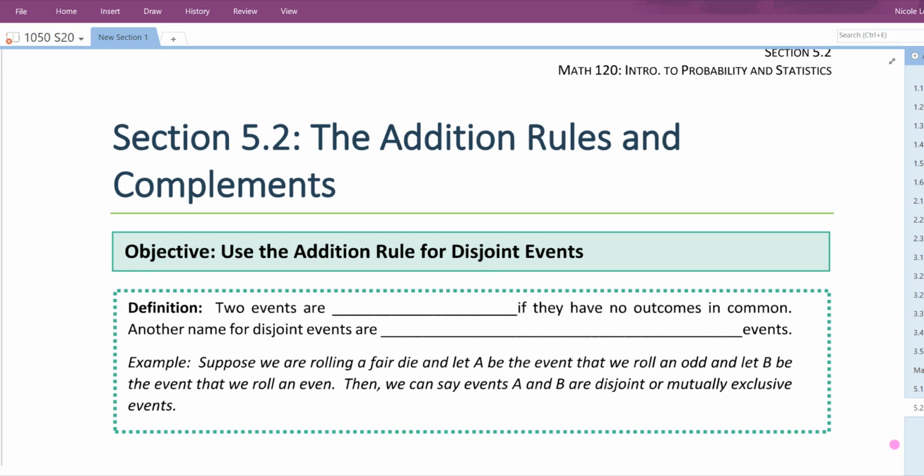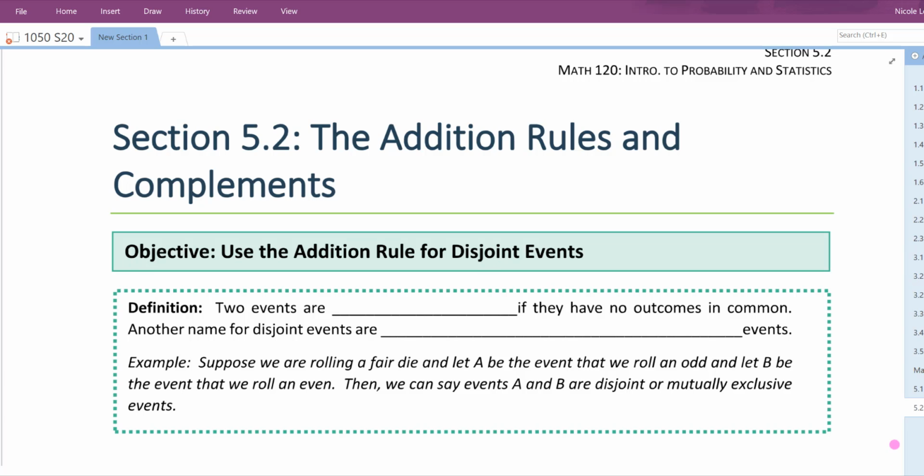We're going to be looking at two addition rules. These two rules aren't going to be too bad. They're pretty similar to each other. And also, another nice thing about the addition rules is that we're going to have a keyword. So, whenever we see this keyword, we know to use one of the two addition rules.